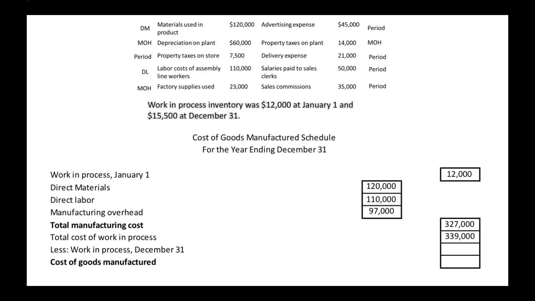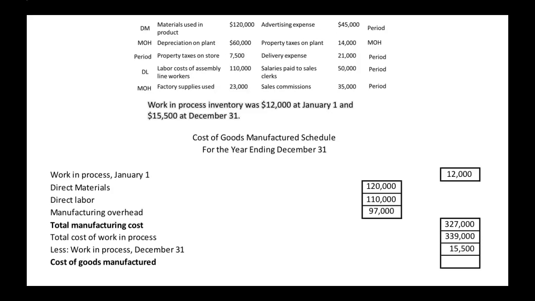And then it says less work in process December 31st. So we go back to the information that was given to us in the problem. It tells us that our work in process inventory on December 31st was 15,500. So we put 15,500 into that box.